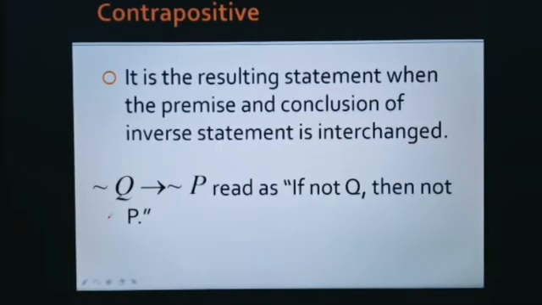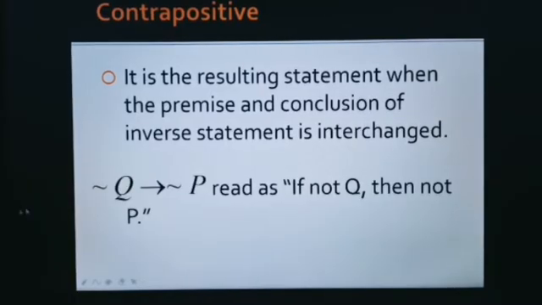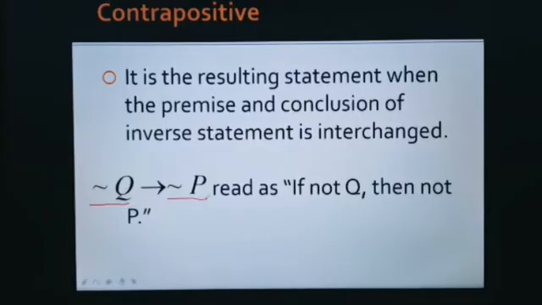For the third one, we also have the contrapositive. When we say contrapositive, it is the resulting statement when the premise and the conclusion of the inverse statement are interchanged. So it seems it's just like a combination between inverse and converse. And the symbol for that one, we have if not Q, then not P. And that is read as, if not Q, then not P.